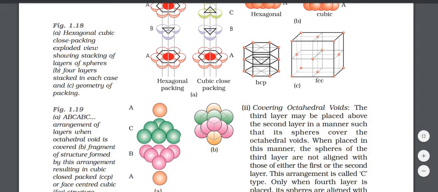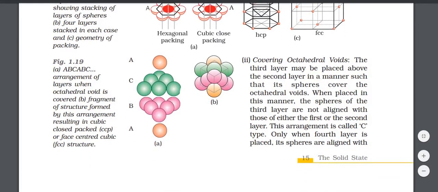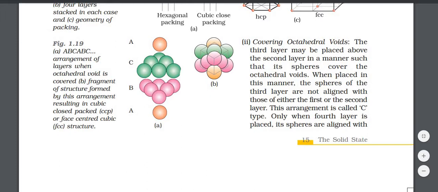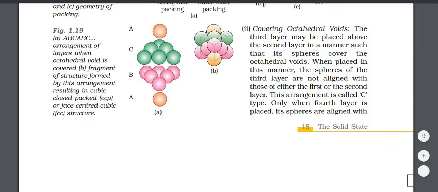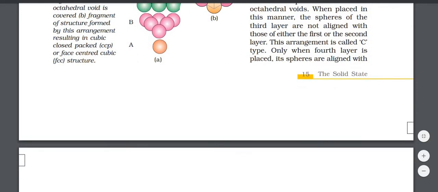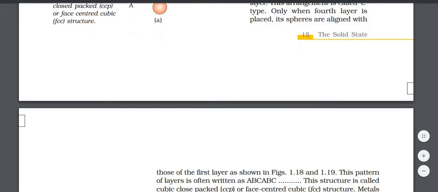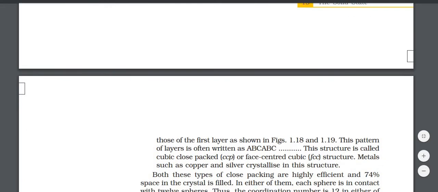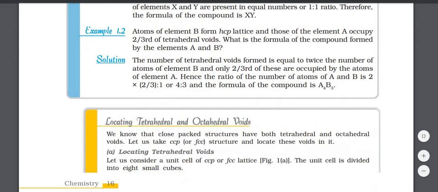Normally the question they will ask is, what is the coordination number in cubic closed packing? Your answer is 12. What is the coordination number of hexagonal closed packing? That is 12. AB type of packing is which type? Hexagonal. ABC type packing is which type? Cubic closed packing. These are the questions that have been asked for the last 5, 6, 10 years. So that is what you need to focus on.